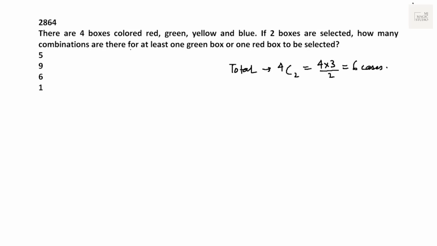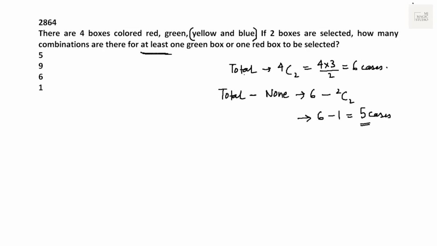Now, how many combinations are there for at least 1 green box or 1 red box? Whenever the word at least is there, we follow the rule that at least means total minus none. Now total cases are 6. None means neither a green box nor a red box. That means we need to choose either from yellow or from blue. So in how many ways can we select 2 out of 2? That is 2C2, and 2C2 is 1. So at least will be 6 minus 1, that is 5. In 5 cases, or we can have 5 different combinations, where we will have at least 1 green box or 1 red box.